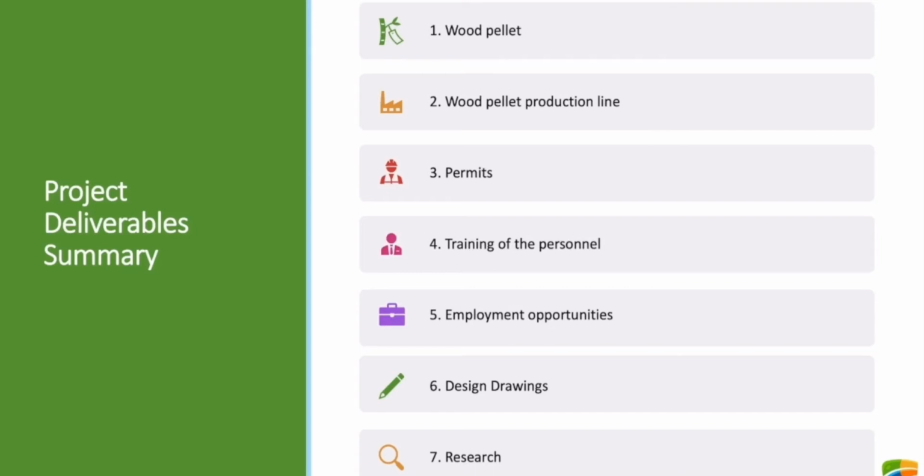As a summary of the deliverables in our project, we have wood pellets, which are our final product; the wood pellet production line to make wood pellets; permits, which are the official documents that authorize the operation of the production line; training of the personnel to teach employees to work in this production; employment opportunities that we will provide in the city of Vancouver; designing drawings for the apparatus, as well as the layout of the plant, that is how this machinery will be placed in the building; research of the applicable legislation, market competitors, financial support, product demand, and definition of raw material.